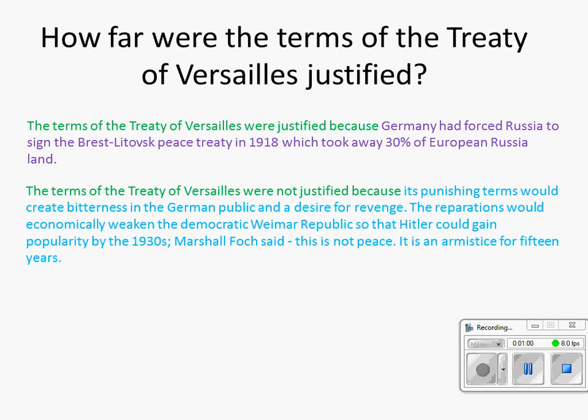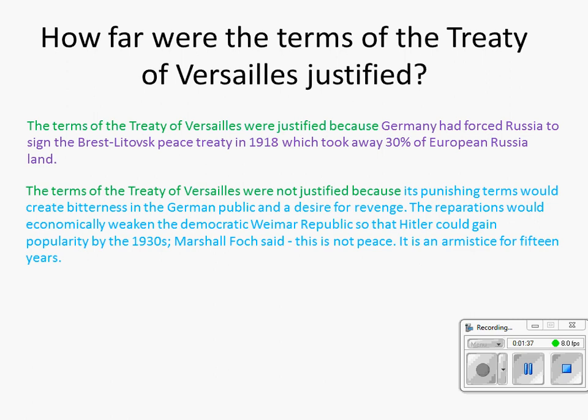On the other hand, though, so you use the words in the question. The terms of the Treaty of Versailles were not justified because, and now highlighted in blue for the B for the both sides, now we're giving our own knowledge here. Its punishing terms would create bitterness in the German public and a desire for revenge. The reparations would economically weaken the democratic Weimar Republic so that Hitler would gain popularity in the 1930s. Marshal Foch said, "This is not peace, it is an armistice for 15 years." So it made war inevitable.